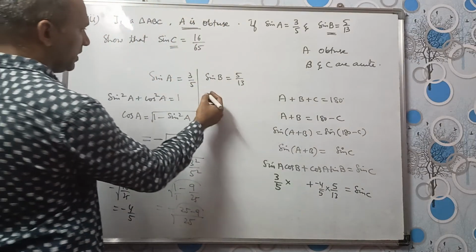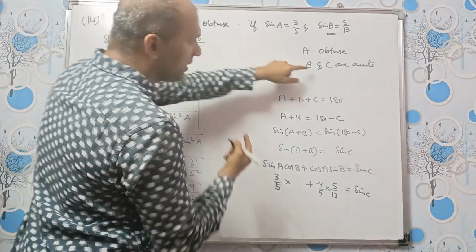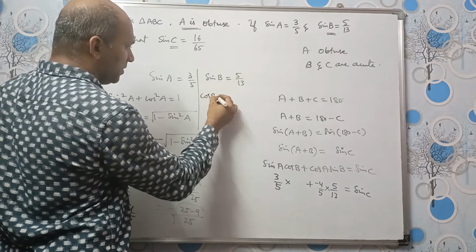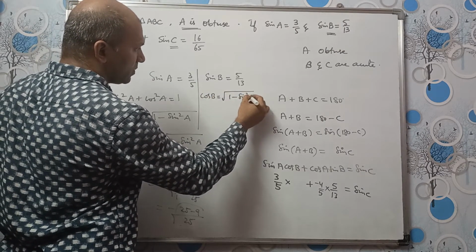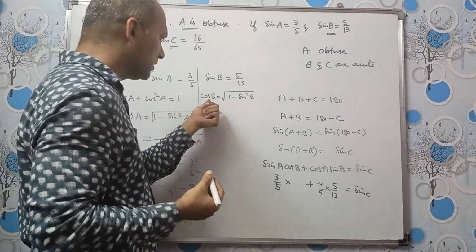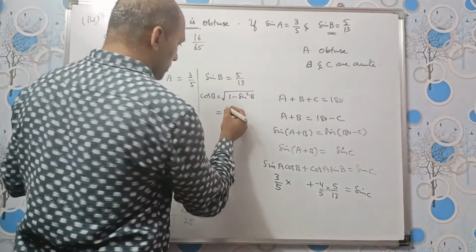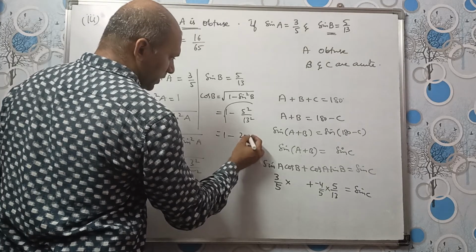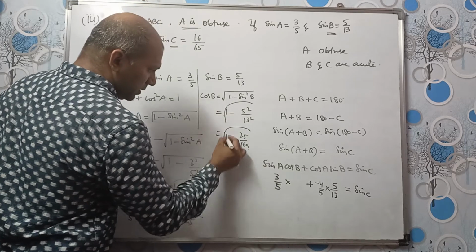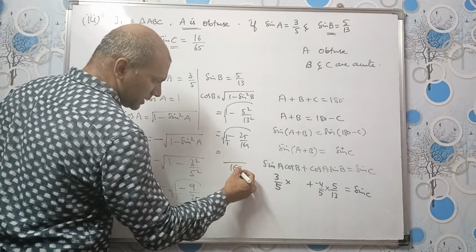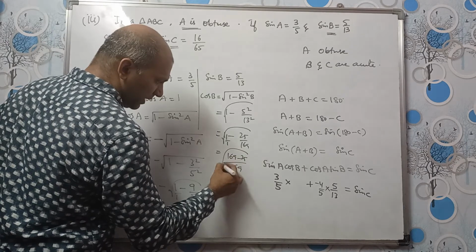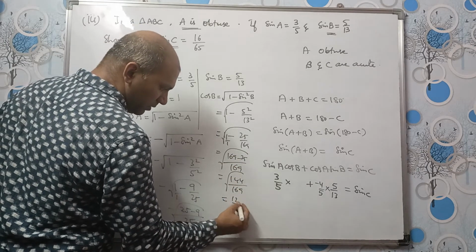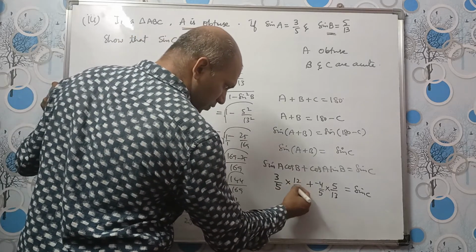Let us find cos B now. B is acute. That means B will lie in the first quadrant. Cos B will be equal to root of 1 minus sin square B, and in the first quadrant all the ratios are positive. So 1 minus 5 square by 13 square. So 1 minus 25 by 169. So this is 169 minus 25, which is 144, over 169. So this will be 12 by 13. So cos B is 12 by 13.